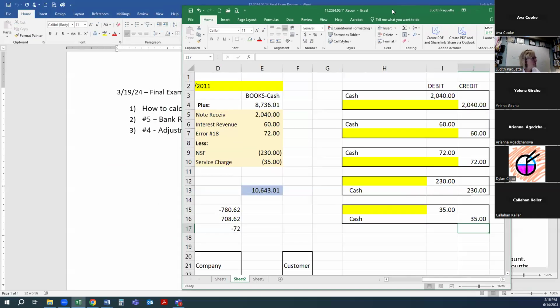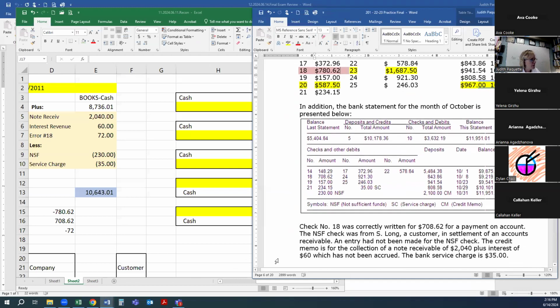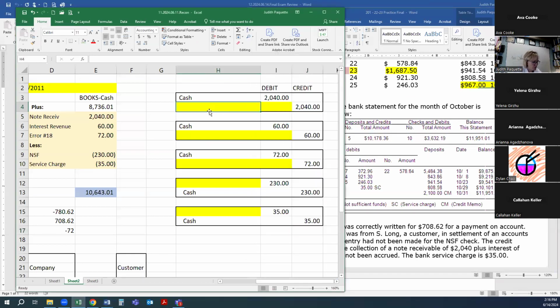This was for the collection of a note receivable. So that's what we're gonna put there, note receivable. And then it said plus interest. So in these bank reconciliation problems, it's either gonna be interest expense or interest revenue or interest income. So in this case, our account went up, so it's interest revenue.